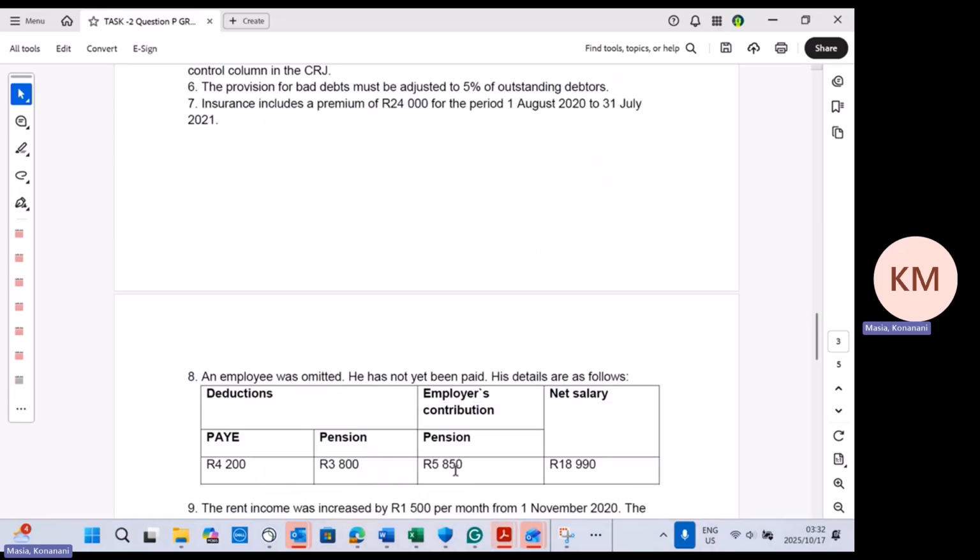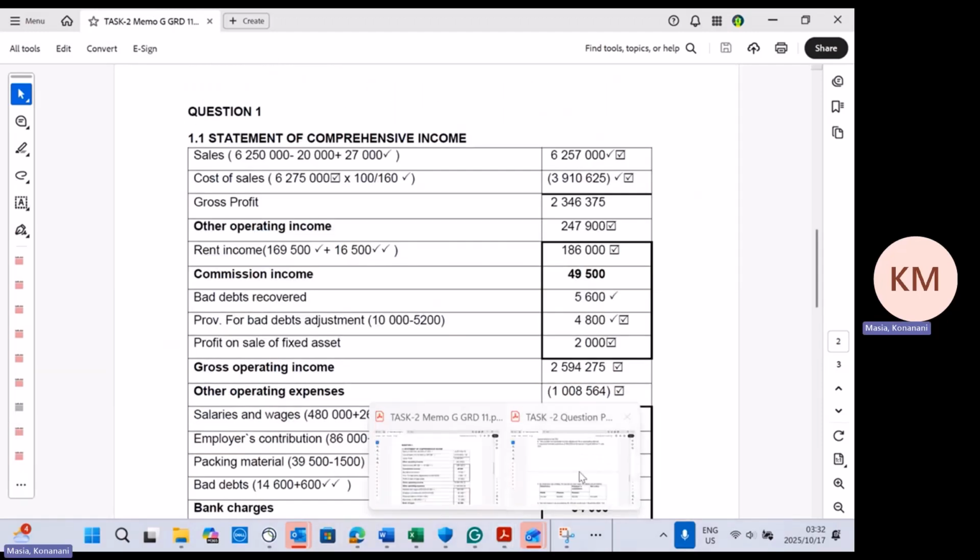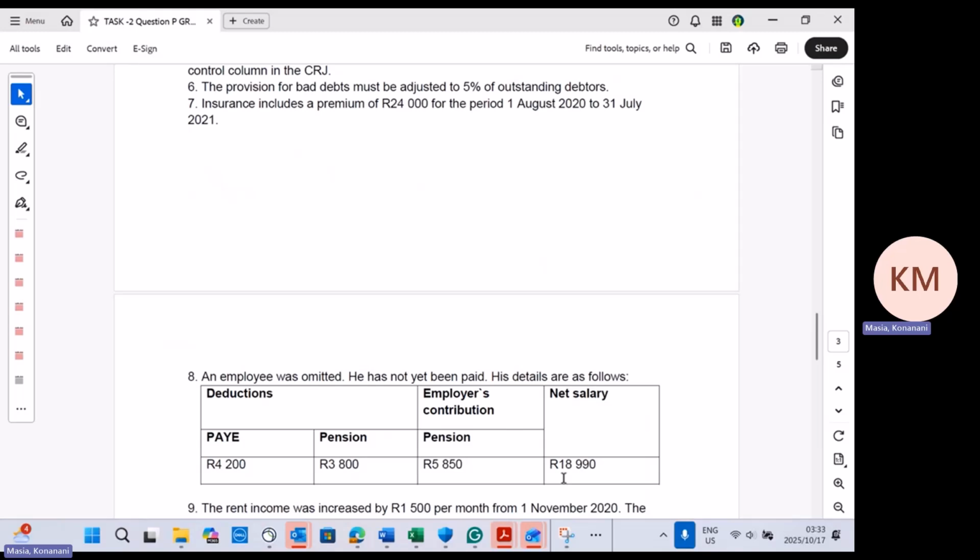This 5,850, the employer contribution, is also an expense, even though it's paid to your patient here on behalf of the employer, but it's also part of what you are earning. Hence, I'm showing it as a separate line item called employer contribution. Okay, I hope it makes sense what is happening here. You understand how to do the income statement. Okay, there's also another thing that I need to show you with regard to this question, especially the calculation.